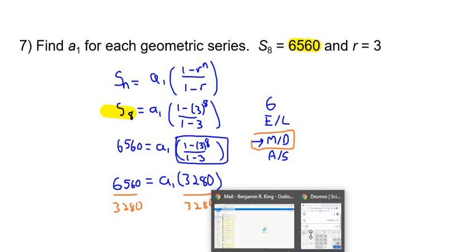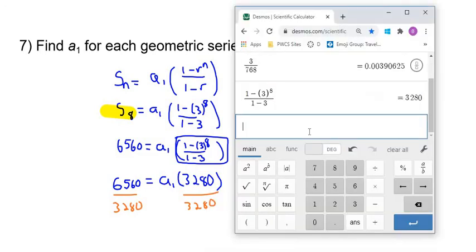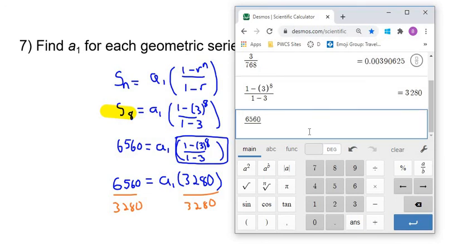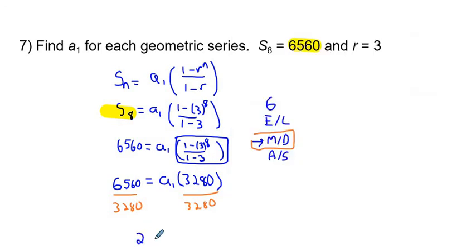All right, so back to the calculator one more time. And let's see, we have 6,560 divided by 3,280, and it comes out to 2. So all that work, and we got that A1 is 2. Now, A1 does not have to be an integer. It can be a decimal or a fraction. The only thing that has to be an integer is this n value, which they gave us.